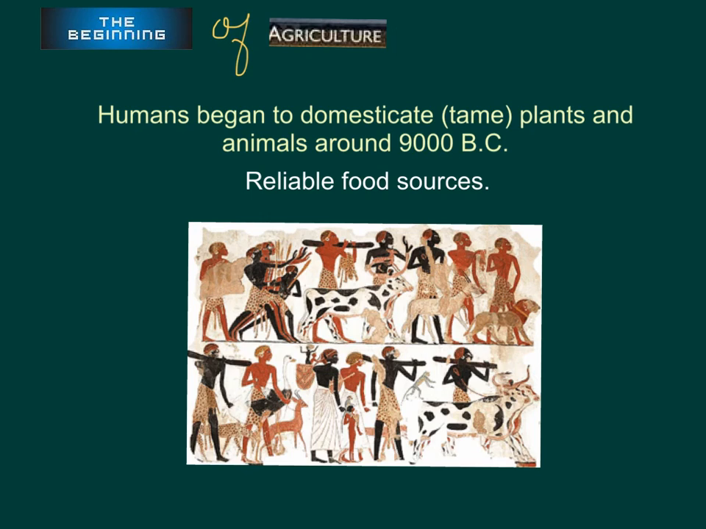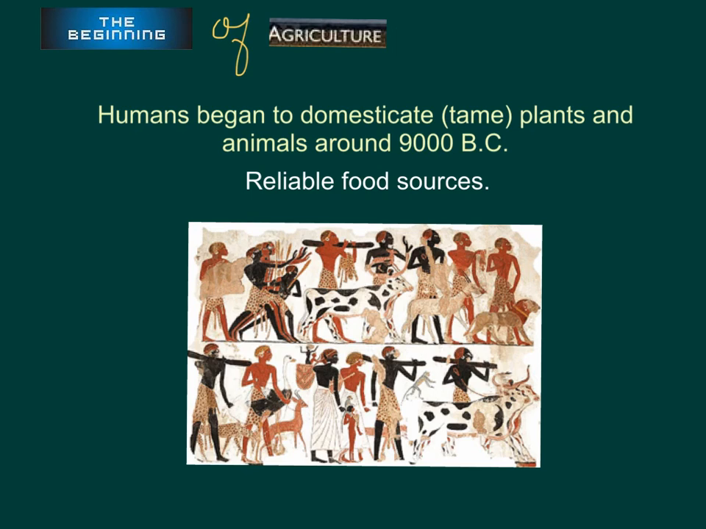Humans began to domesticate, which means to tame, plants and animals around 9,000 BC. Now you might ask yourself, how do you tame a plant? Well, when you tame a plant, that means you start to control it. You start to grow it. And that means that you don't have to leave the area once you ate all the plants with the successful berries on it. So now when you tame a plant, you can control it and you can use it for your own benefit. Same with animals. You can capture an animal and use that animal to help you survive.